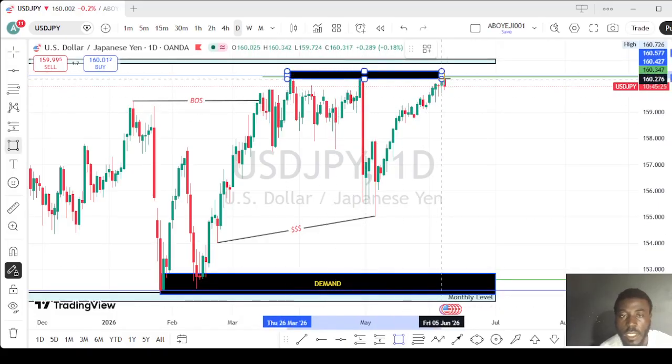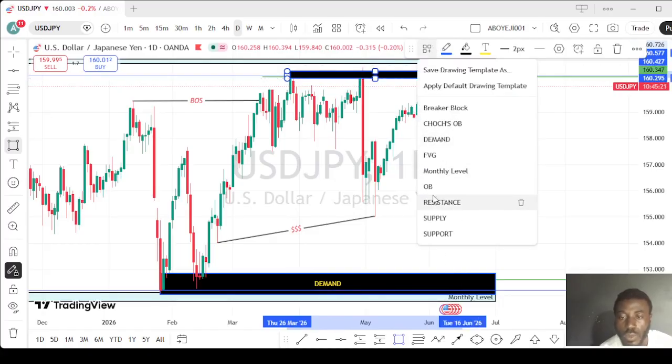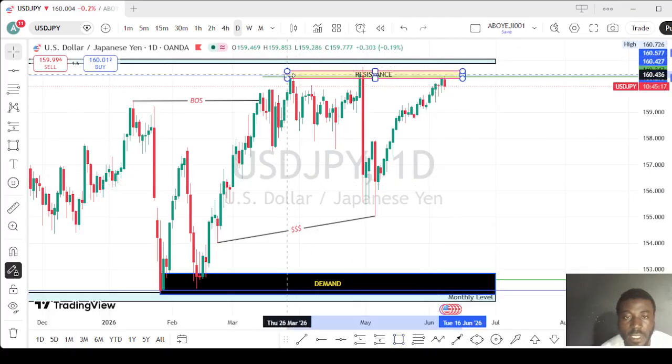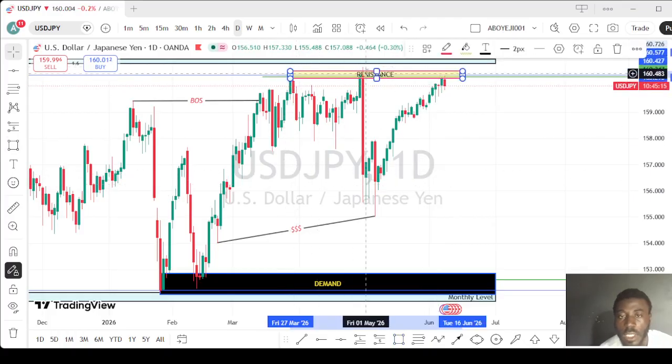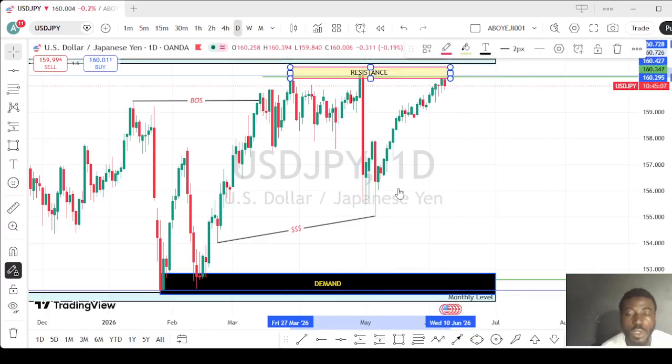You can see this has acted as a resistance also. These are resistance. You can see this. This is the first touch. This is the second touch. And let's see if the third touch is going to push it down. So since we have seen what we are looking for, this is the demand we can buy again. So let's move to 4 hour time frame.